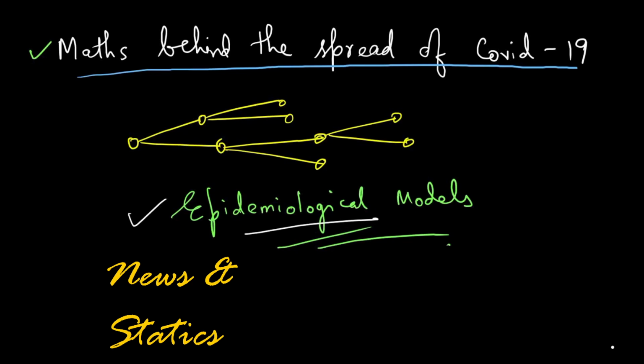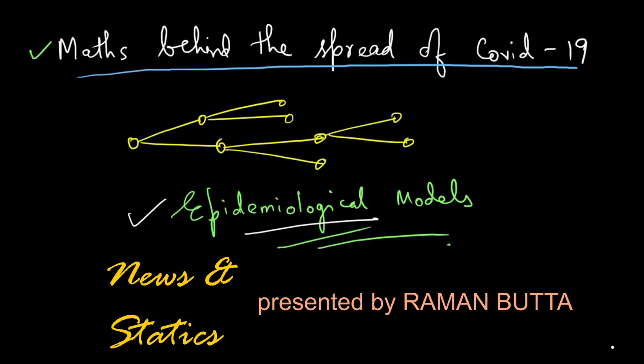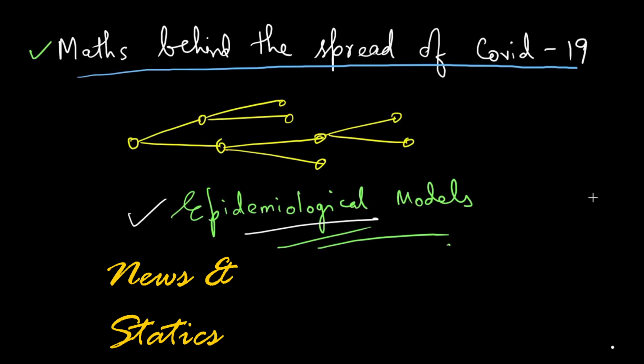I am Raman Butta from News and Statics, and in this video I shall explain the mathematics behind the spread of the COVID-19 pandemic. So we've been hearing terms such as social distancing, herd immunity, the second and the third waves of the COVID pandemic, flattening the curve. All of them have deep mathematical and graphical underpinnings, which I shall try to touch upon in this video.